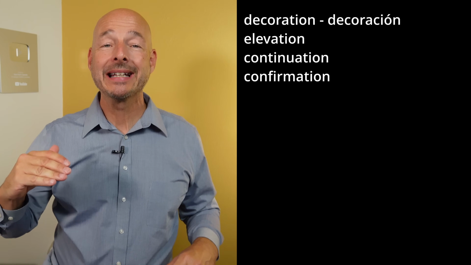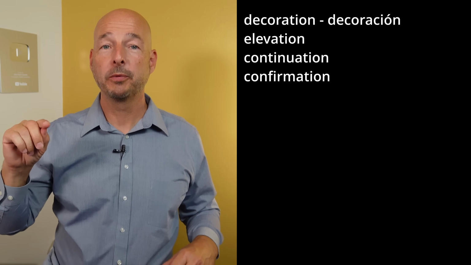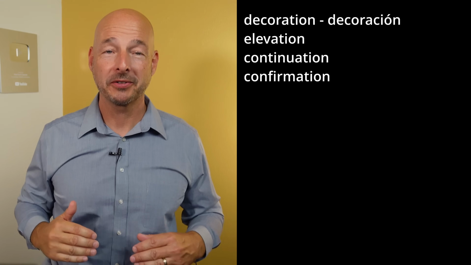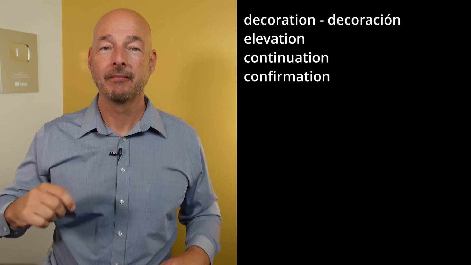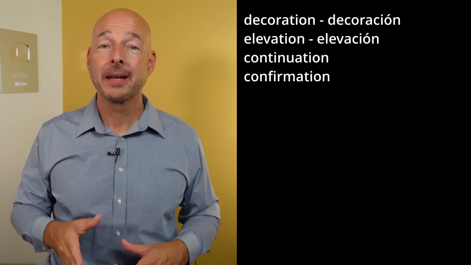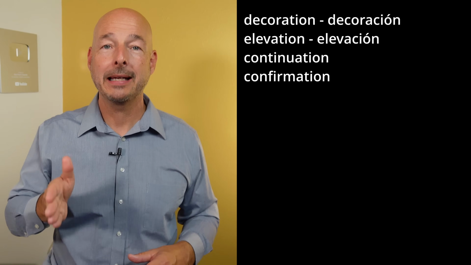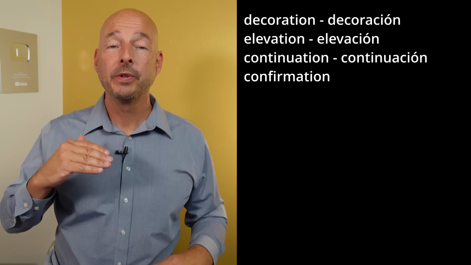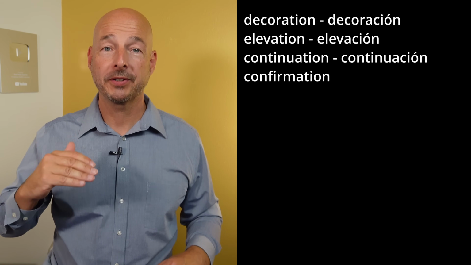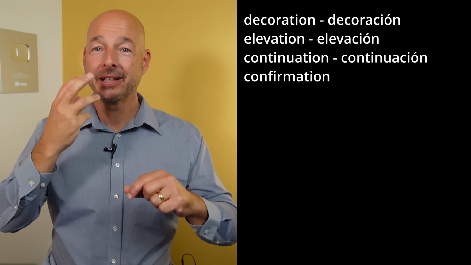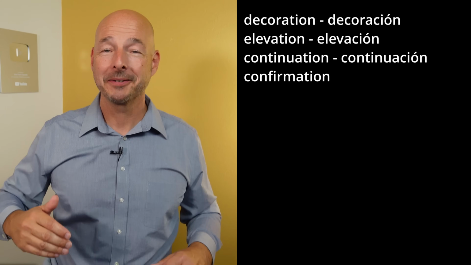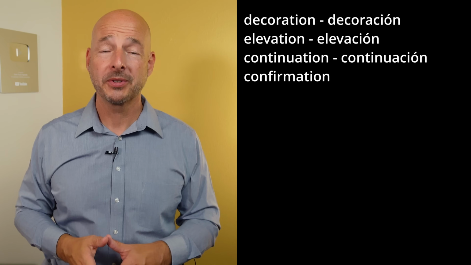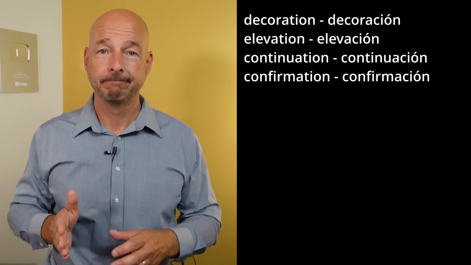Decoration becomes decoración. All we did was change the T to a C, put an accent over the O, right? And change the way we pronounce it. Decoración. Elevation becomes elevación. Elevación. Continuation becomes continuación. Continuación. Now that one, you've got to move your mouth a lot, there's a bunch of vowels in there. It's a good one to practice on. And our last one, confirmation, becomes confirmación.